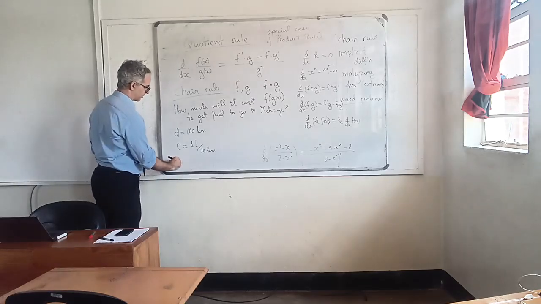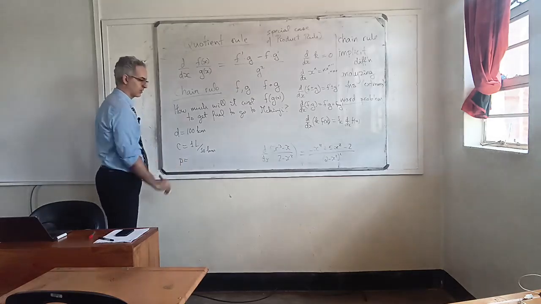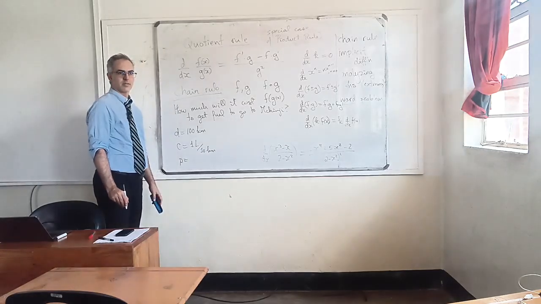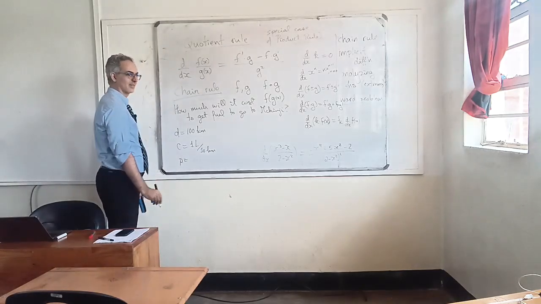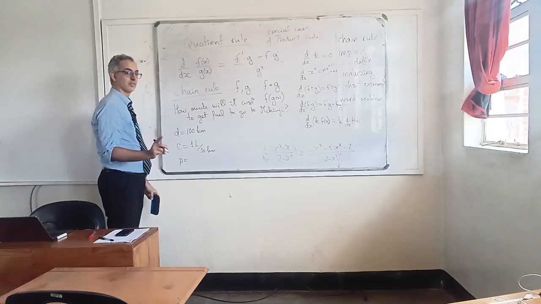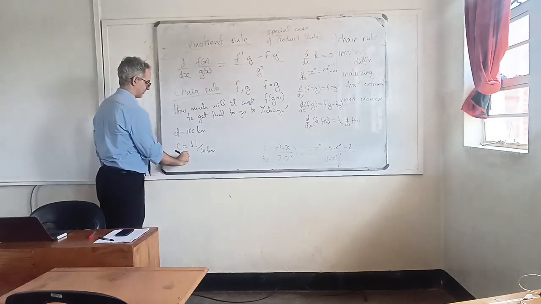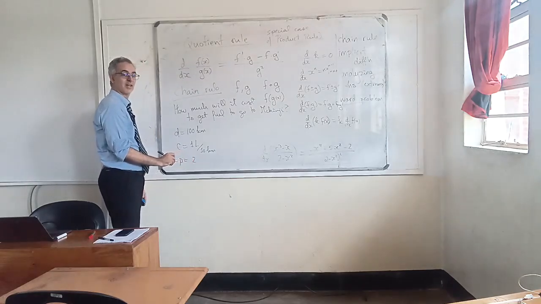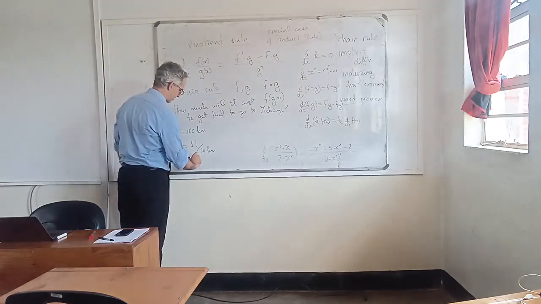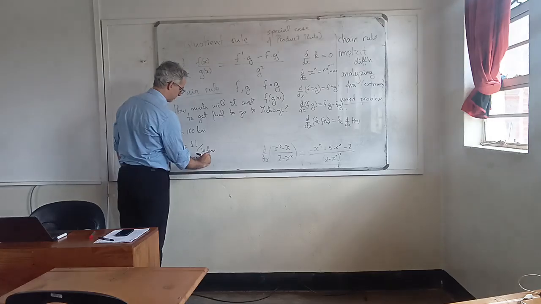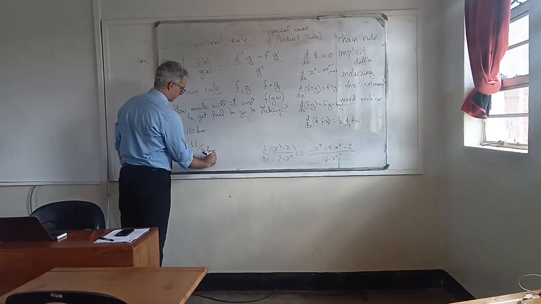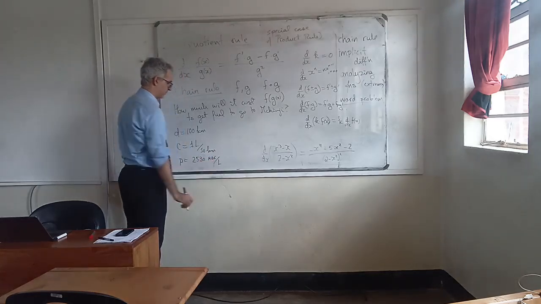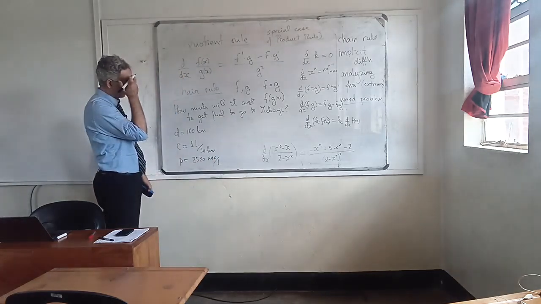And then we need the price. What's the price? Per liter. This is the price per liter. 2530 Malawian kwacha per liter. Okay, so we have the numbers we need.